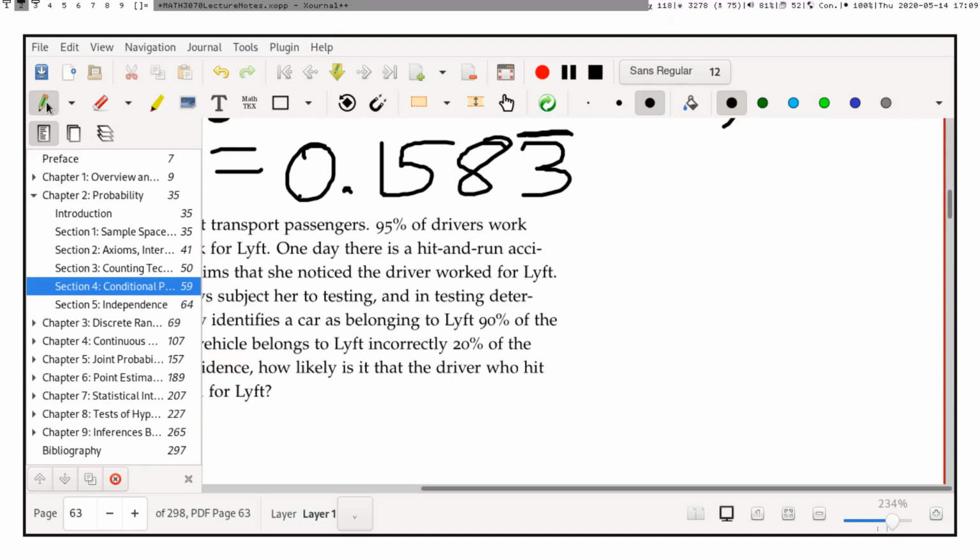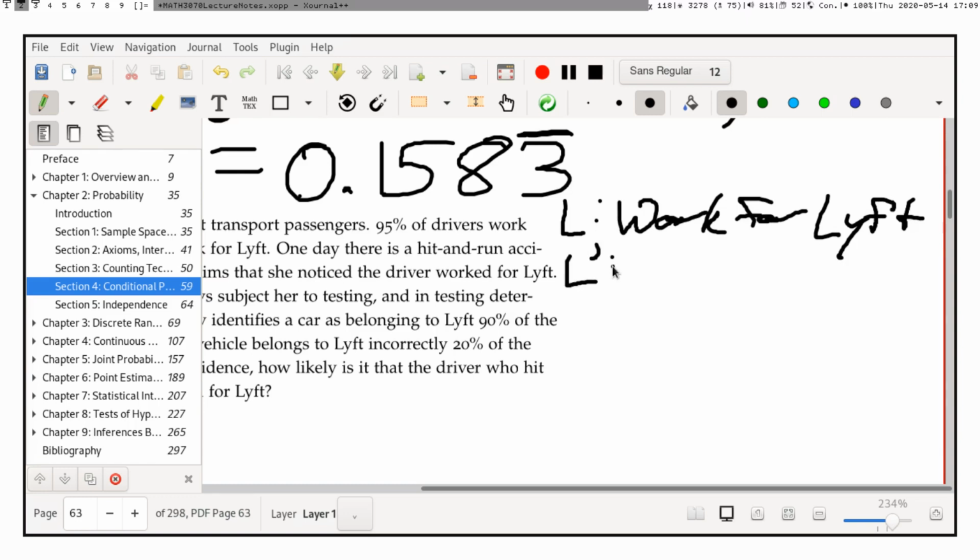All right, so let's just say that L represents the event that the driver works for Lyft. So that means that the complement of L in this scenario will be that they work for Uber. S will be the event that the witness says that the car that hit the pedestrian was with Lyft. So S corresponds to witness claims Lyft.